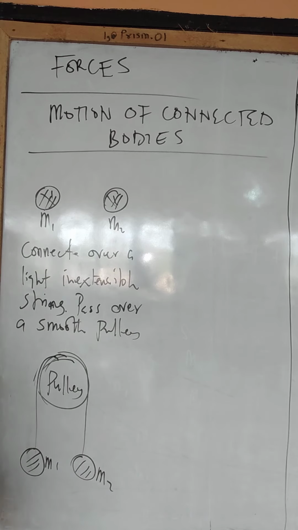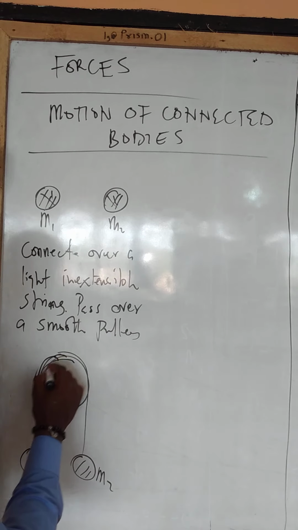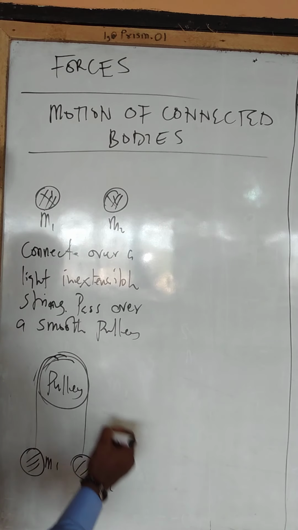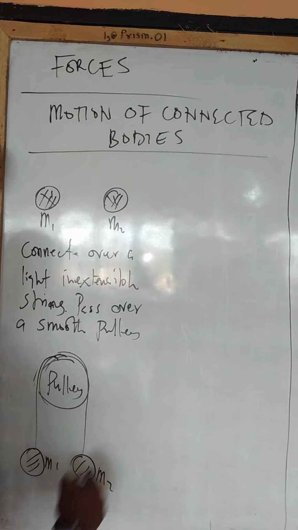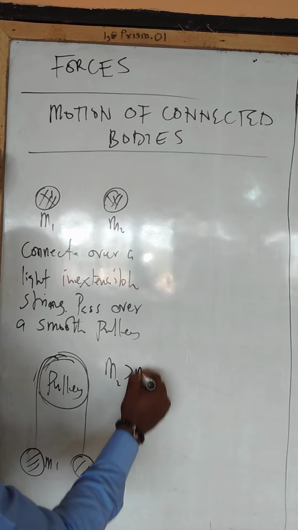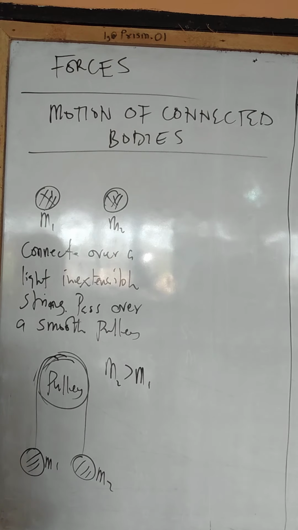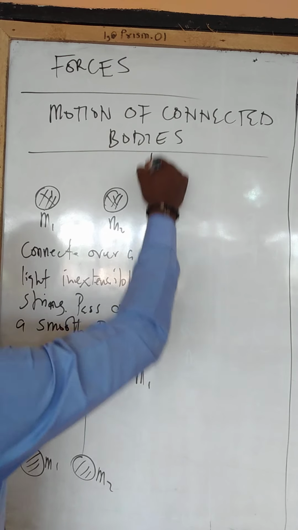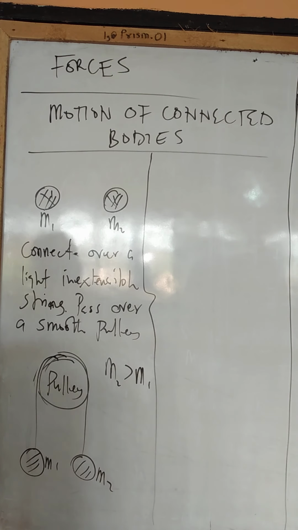Now once you have this diagram and these masses, there is going to be movement either to the left or to the right, depending on the masses. Assuming m2 is greater than m1, we can derive equations to calculate the acceleration of movement and also the tension. I'm going to do a little illustration on this here.